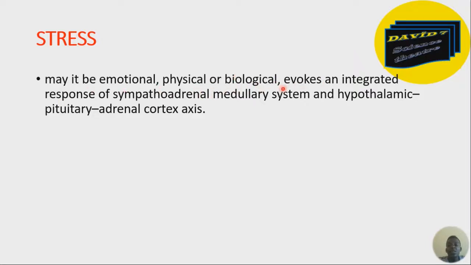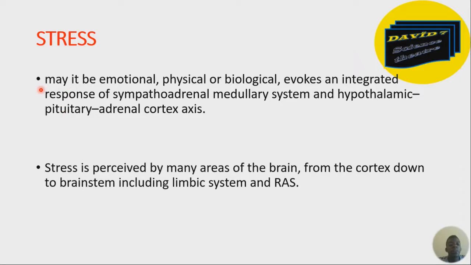But whatever it is, it will evoke an integrated response. What are we integrating? That's why it's called integrated. We are integrating the sympathoadrenomedullary system with the hypothalamic pituitary adrenal cortex axis. Yes, we have the sympathetic system, which causes release of catecholamines from the adrenal medulla. And we have this axis of hypothalamus, hypophysis, and adrenal cortex, where we shall be releasing the cortisol. So these two axes are integrated to form what we came to start about, the integrated response to stress.